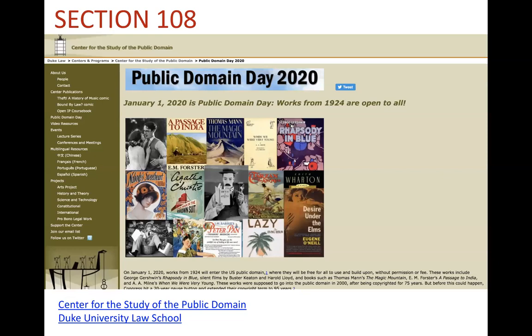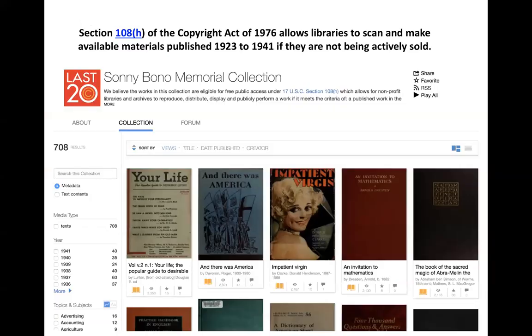Another thing I'm pretty excited about is the annual Public Domain Day. We just passed Public Domain Day 2020, which was January 1st. So beginning January 1, 2020, public domain works created in 1924 are available to all. And the folks at the Duke University Law School Center for the Study of the Public Domain are helping people understand the power of what happens when creative work falls into the public domain and can be freely remixed and reworked by anyone. One part of Section 108 is really intriguing to me.